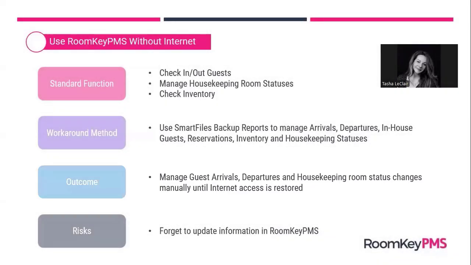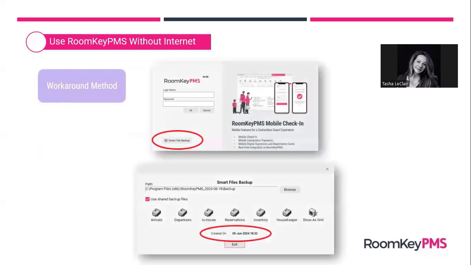Now, one of the risks here that we can identify is that once the internet is restored, you may forget to update certain information. So it can be helpful to have those reports printed in order to record any changes manually on a printed document. And that way you can cross-reference anything that is recorded manually on that printed document with what you are able to update inside RoomKey once you have access to the database. So let's dig into this workaround method in a little more detail.